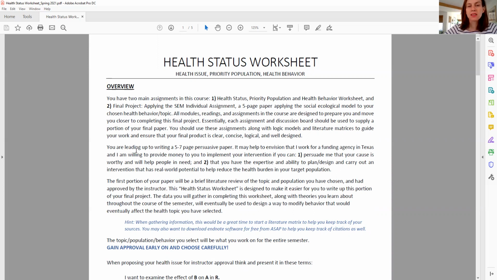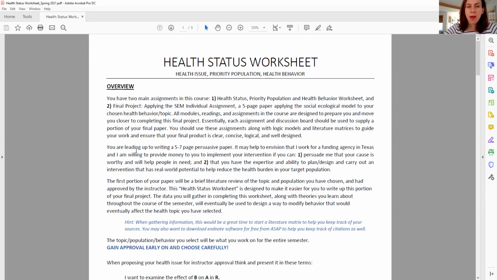The overall purpose of this health status worksheet is for you to start to gather information from the literature about your health behavior and health status that you're using for your final paper. It's designed so that you can take this information later and plug it into your final paper. You'll have done a lot of this literature review already, and by the time you get ready to write your paper, you'll have collected a lot of the information that you need to write the introduction. So it's really meant to be building towards your final paper and a stepping stone towards it.